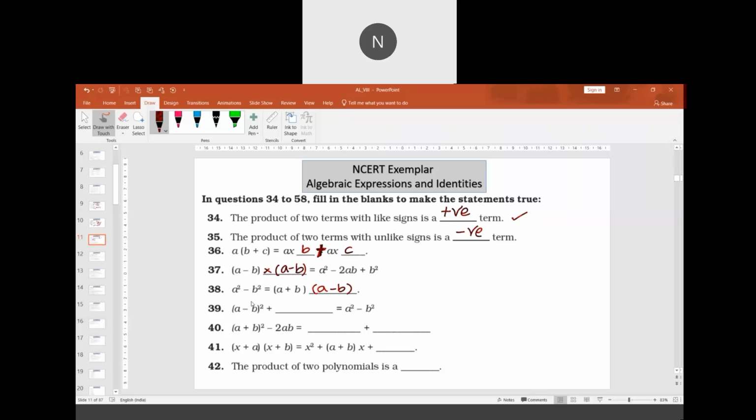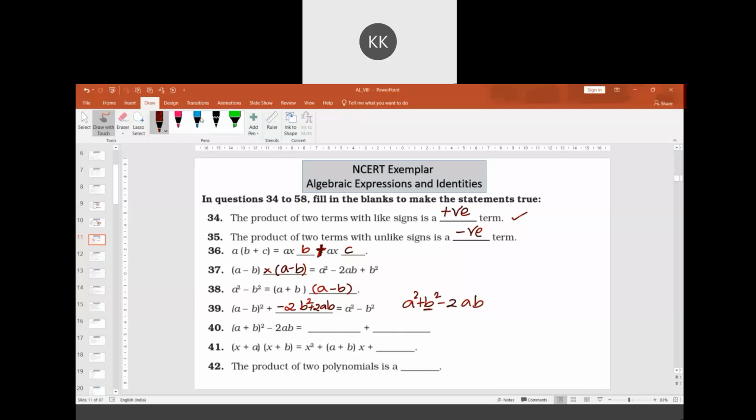When you expand this, we will be getting A square plus B square minus 2AB. Now this should become minus, so what you can do is minus 2B square can be added to this. This should be cancelled, so plus 2AB can be added. So minus 2B square plus 2AB will give this result. Understood?